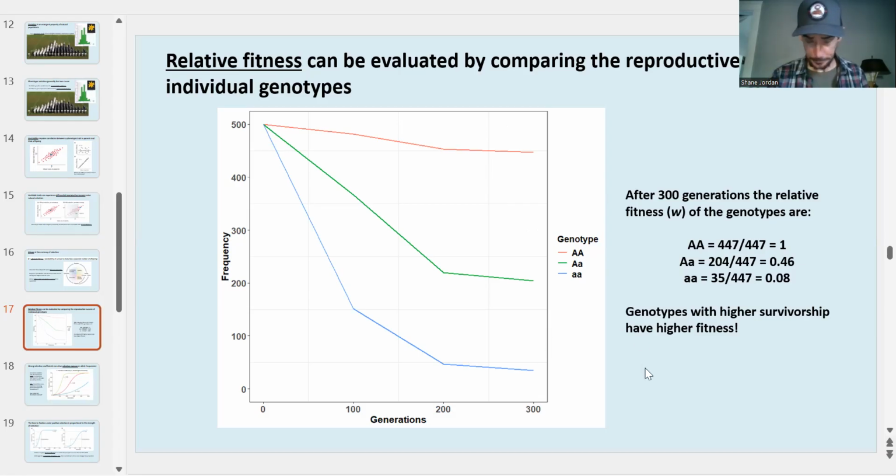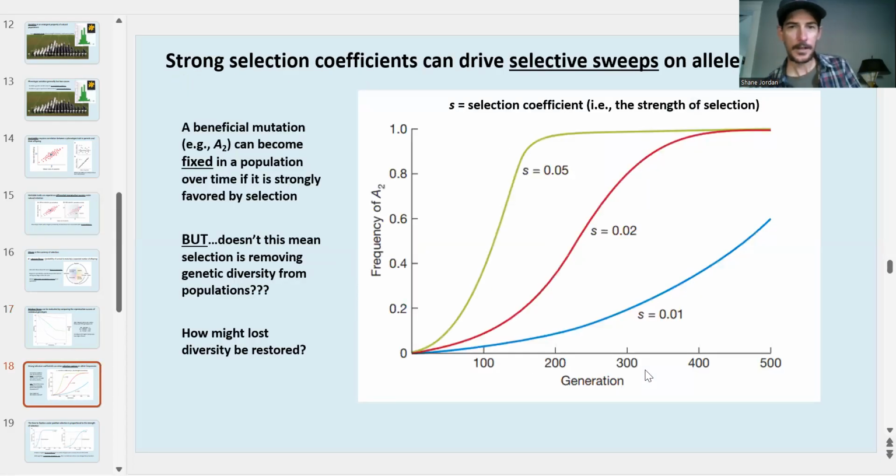And over time, if we projected this out to say 400, 500, 600 generations, we might even expect that the little a genotype would disappear from the population. And this, in fact, is something that we think about happening under a process called selective sweeping. And this has to do with something we call selection coefficients. There are a few different ways that we can calculate selection coefficients using relative fitness, but basically a selection coefficient, which is represented by the letter little s, is a measure of the strength of selection.